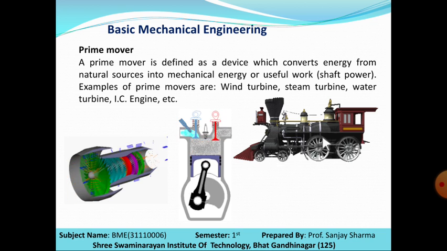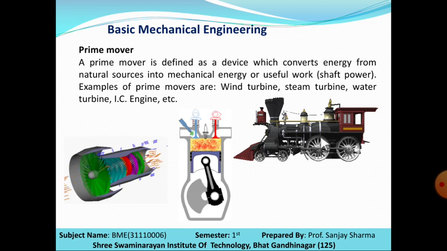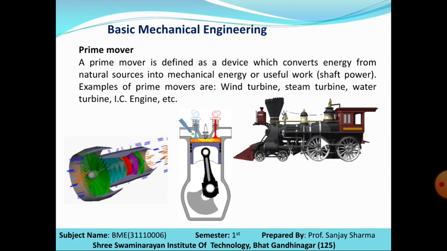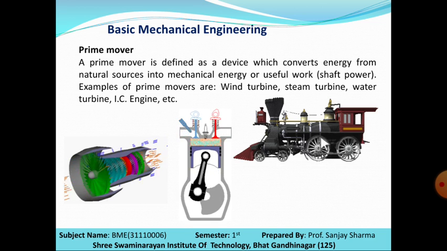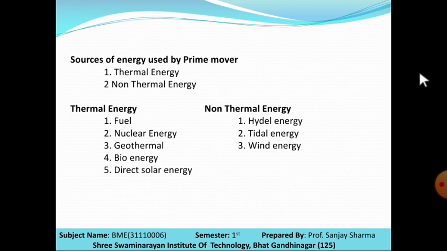So in short, I can say prime movers are devices which convert natural energy into mechanical energy and drive other components. Now, the sources of energy used by the prime movers are thermal energy and non-thermal energy. There are two types of prime movers which utilize thermal energy and non-thermal energy as a natural source.